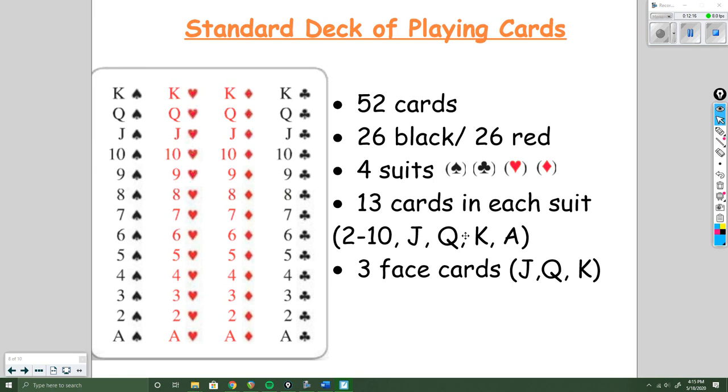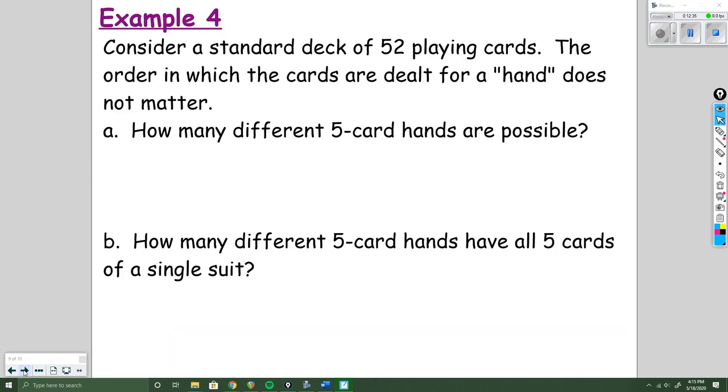Okay, the Jack, Queen, King in each one of these suits is called face cards. So we have 3 face cards in each suit. So it's a lot of information. If you're not a card player, then you may not know this, so you might have to study up these notes on playing cards. All right, so let's get into the final two examples in this lesson.